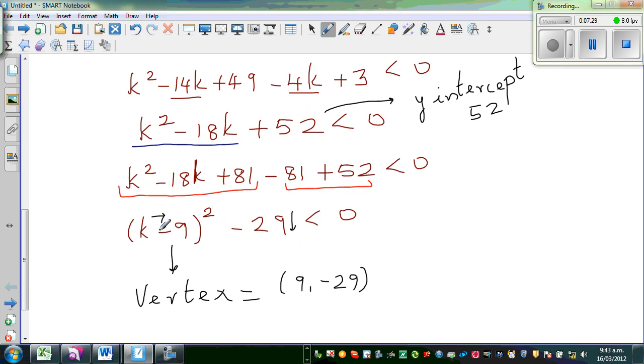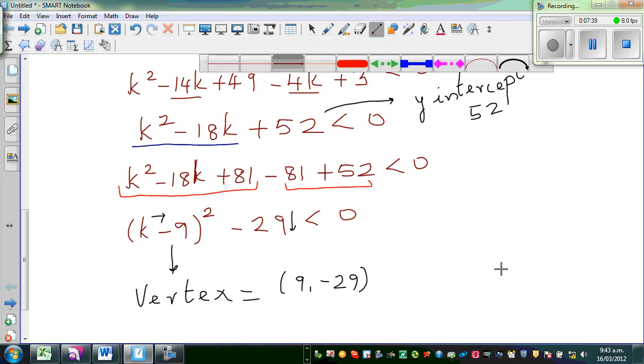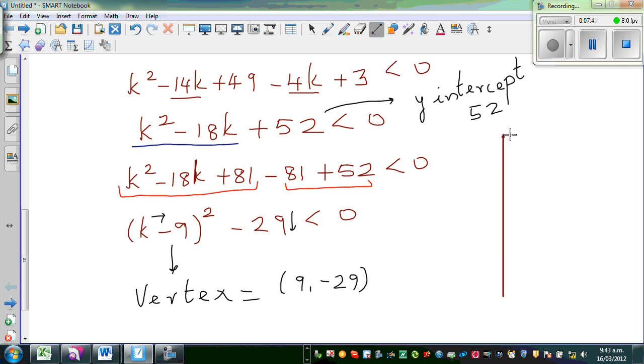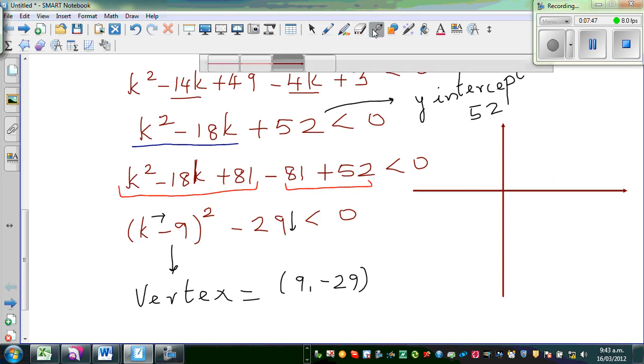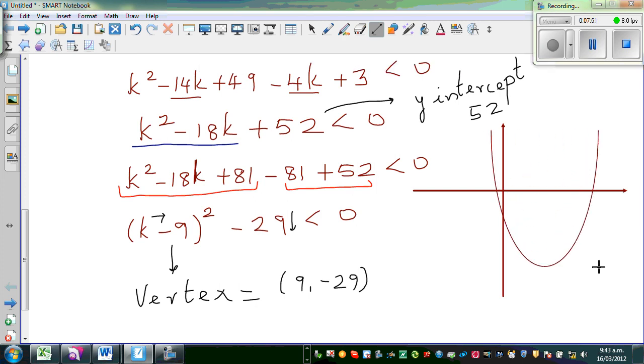This tells me that the vertex has x-coordinate 9 and y-coordinate minus 29. So first let me draw it, and then I'll confirm this on a calculator. This is the y-axis, this is the x-axis. This is not drawn to scale, and I'll have to move this slightly up.